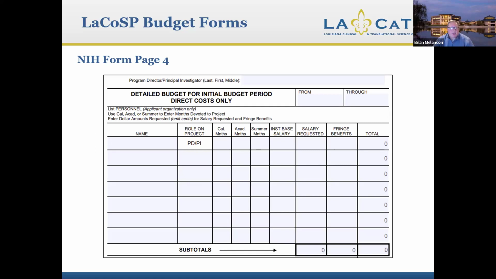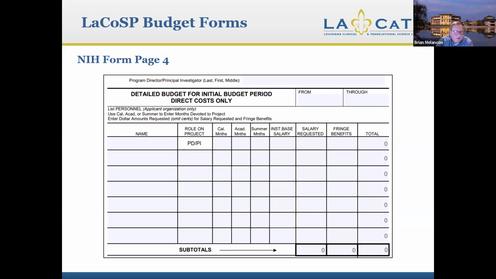So this is the top section of the NIH PHS 398 form, page 4. And you'll see that this directly correlates with two things. One, in the top right, you'll see that's the project period. So typically from the RFA, any RFA really, you'll understand when the earliest anticipated start date could be. And so here, whenever you're budgeting, this is the project period.